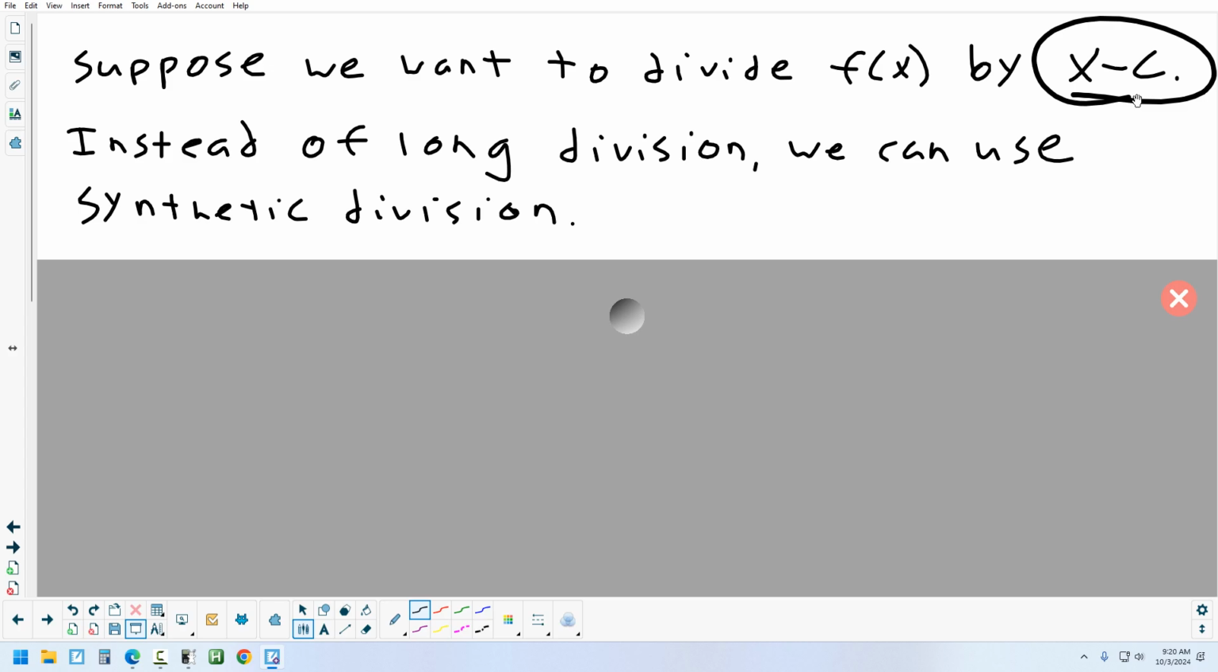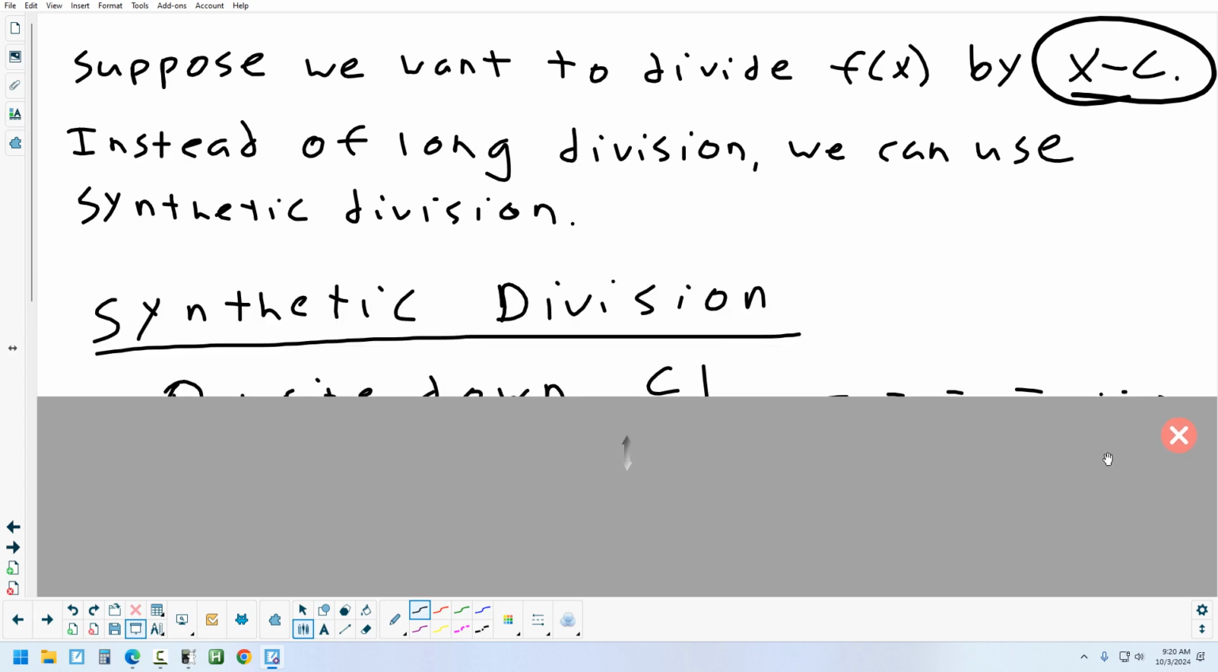Now, I'm not saying you can't do synthetic division with something that's a higher power. There might be a way to modify it to do that, but we are not learning that. So synthetic division is only going to be used with x minus a number.